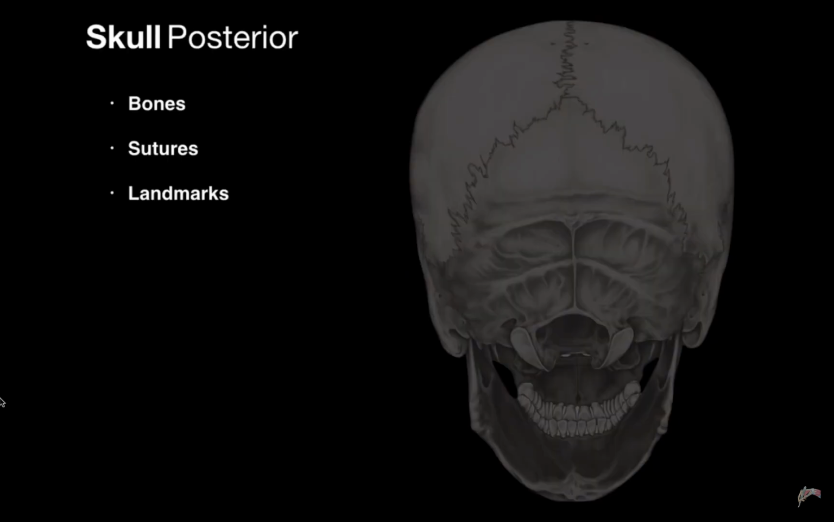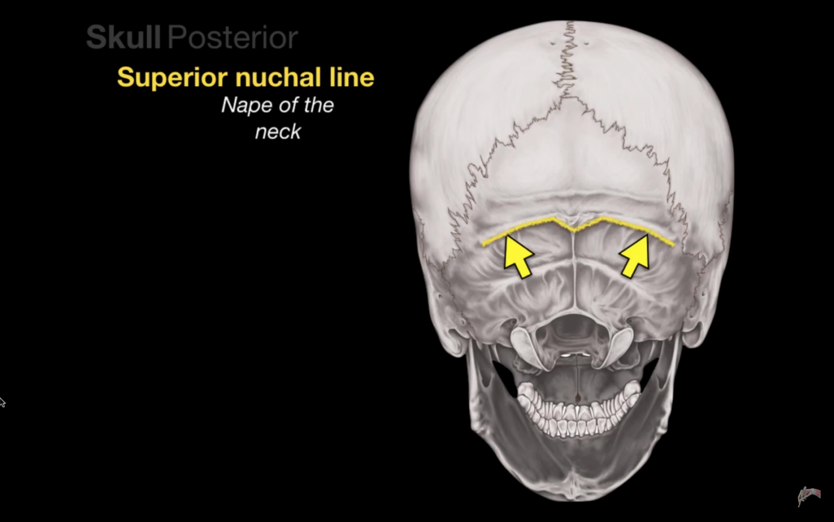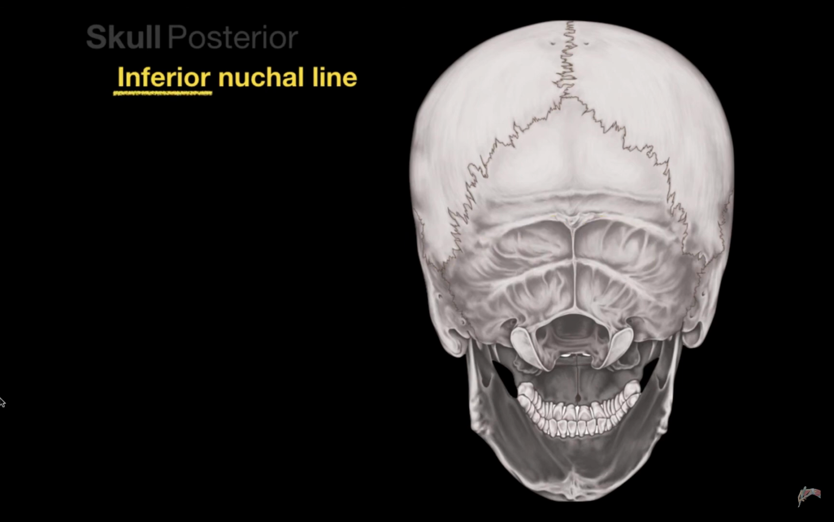So let's now talk about landmarks. The external occipital protuberance is there, and protuberance means a lump or a swelling because that's what it is. Now the superior nuchal line is located all along there, and the word nuchal means the nape of the neck. And if you have a superior nuchal line, you must have an inferior nuchal line, which is located right there. Both superior and inferior nuchal lines are for muscle attachment.